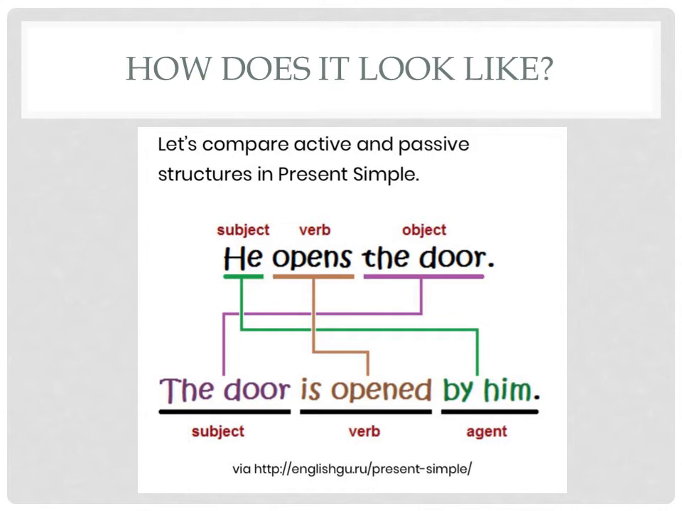But when it is passive, the object is the subject, the door becomes the subject. He, the original subject, becomes the agent. It changes position and the verb is opens becomes opened.